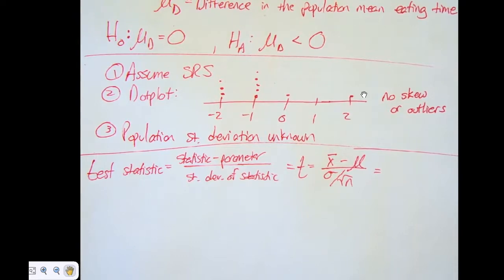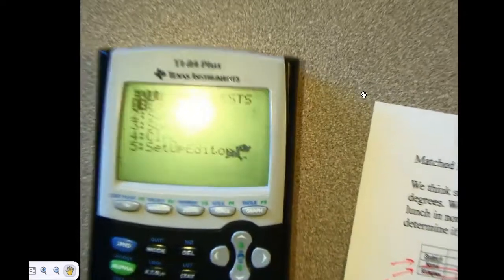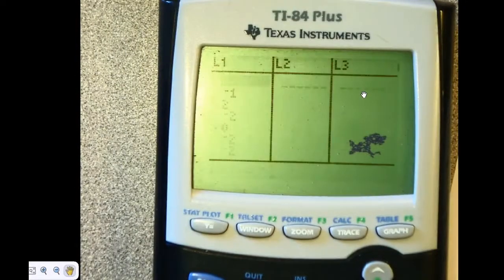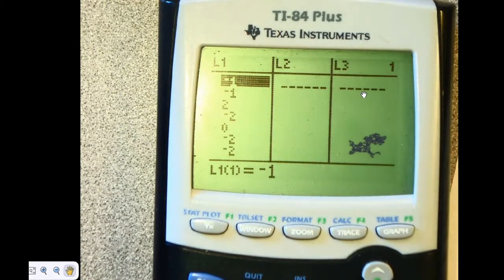At this point, I don't really know X bar. I mean, I could find it, but at this point, I would go to my calculator and run the test, and it'll tell me X bar, standard deviation, T, P value, all that stuff. So go to stat tests, and this is good for remembering how to do it when it's in the list too. So hopefully you guys all have them in the list, in L1.